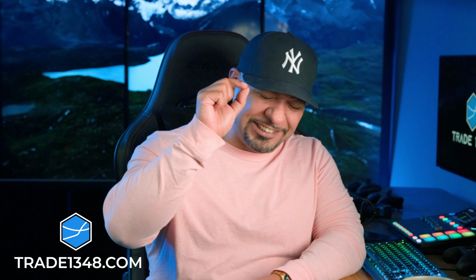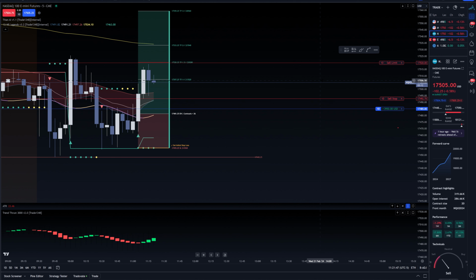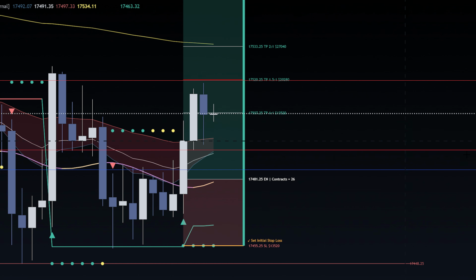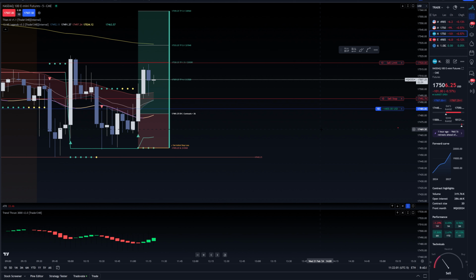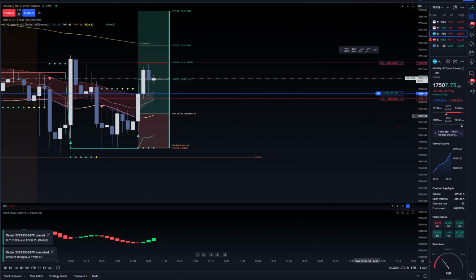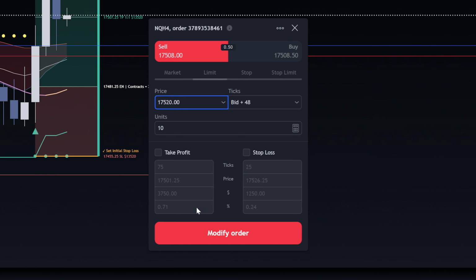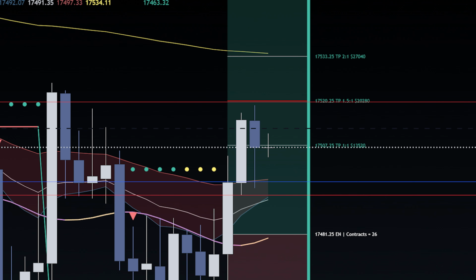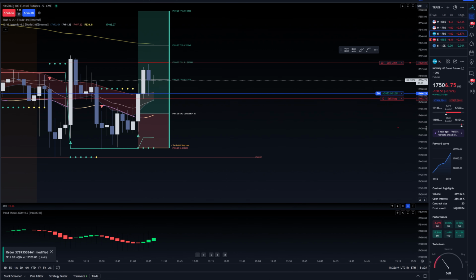My thesis was on the money. I was off by a tick. Just a tick, I was off. So what I'm looking to do here is if I can see a little bit of consolidation here and or a hold above take profit 1, I'm actually going to buy my winner. So what I'm going to do is 10 more contracts. So we're in this for 10 more contracts. I'm going to modify my sell limit to 20. We're still going to target the 1.5 to 1, and let's see what happens here.